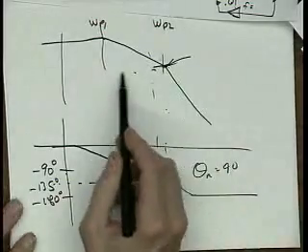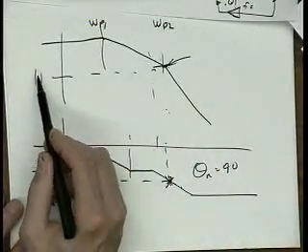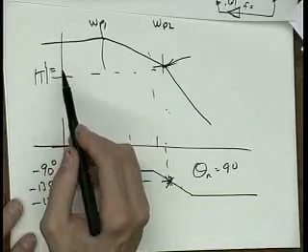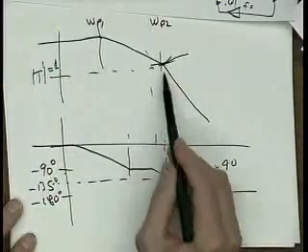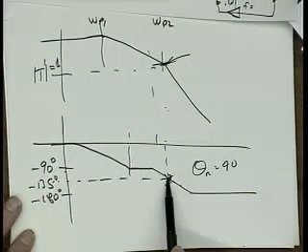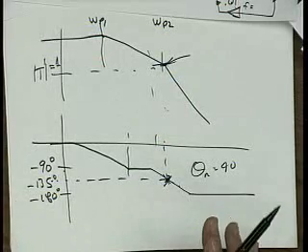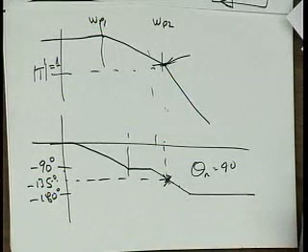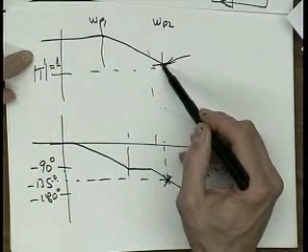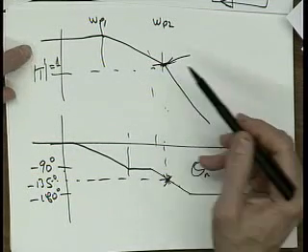So if we design this thing in such a way that the magnitude of the feedback, the loop gain, is equal to 1 at this point right here, we'll have 135 degrees of phase margin. Can you see how to do that? How would you design this circuit to make this gain equal to 1? What would you change?